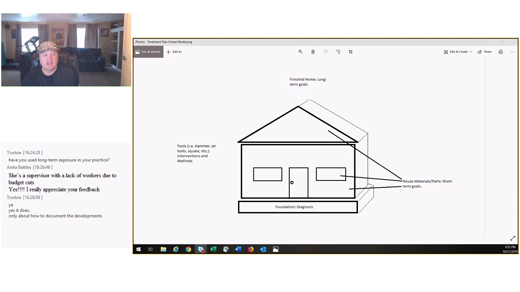Document the developments. Okay. Are you talking about the actual, like what happens every session? You talking about doing like a DAP note or a SOAP note?